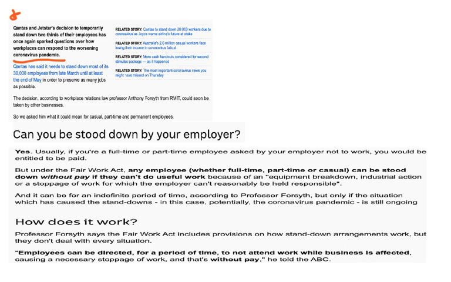The decision, according to the workplace relations law professor, could be taken by other businesses. You've probably seen in the news a lot of other businesses had to stand down or put their employees temporarily out of work. And this could be for any type of employment. So under the Fair Work Act, and this is important, remember enterprise agreements cannot be less than the NES or contravene or contradict the Fair Work Act.